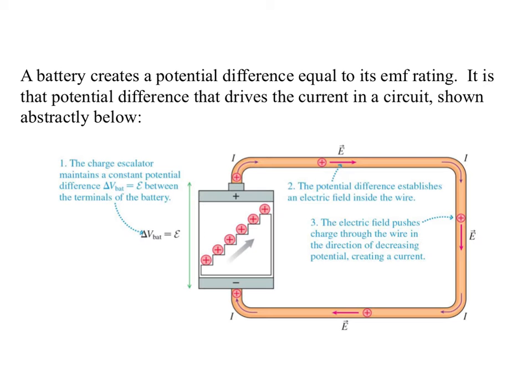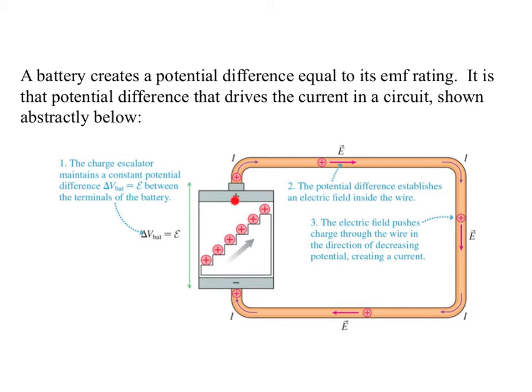Today we're going to explore how to connect potential and current. A battery creates a potential difference equal to its EMF rating. That's what the EMF is. It is that potential difference that drives the current in the circuit, as shown abstractly below. We have charge lifted along the charge escalator from the negative to the positive terminal.